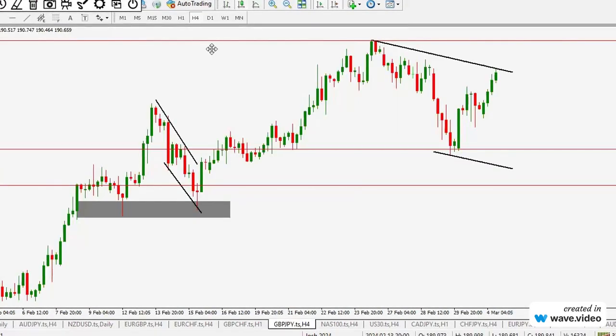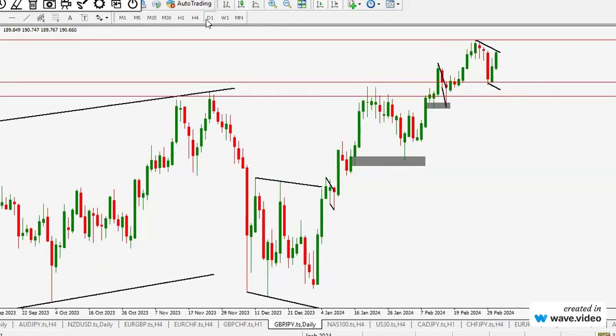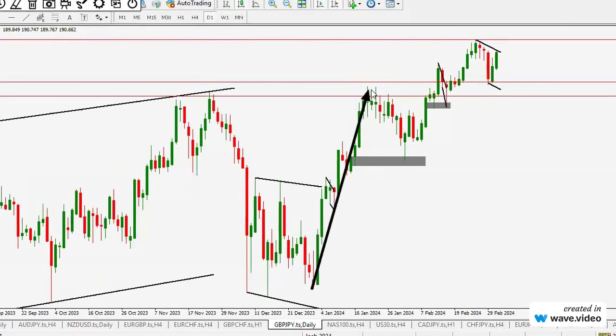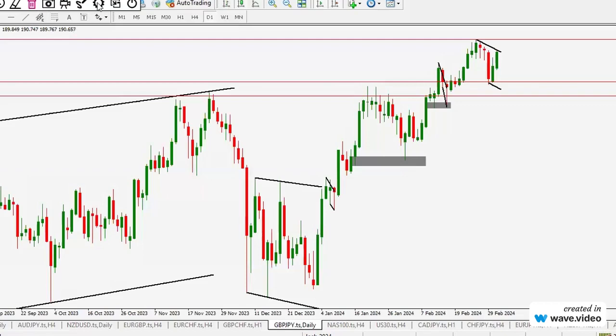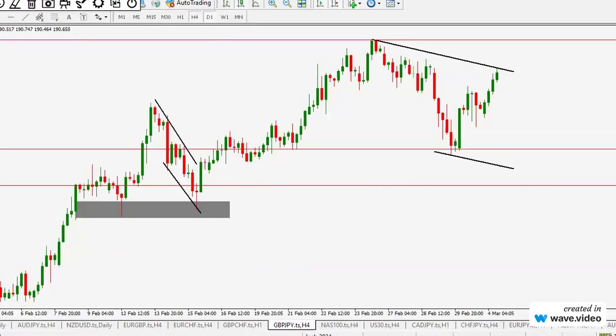GBPJPY, let's see. GBPJPY. Yes, as you can see, we are in an uptrend. The price went up, gave us something there, went up, gave us a correction there, went up, and now it's developing a correction. I'm on a daily just to show you literally what's happening on the daily.